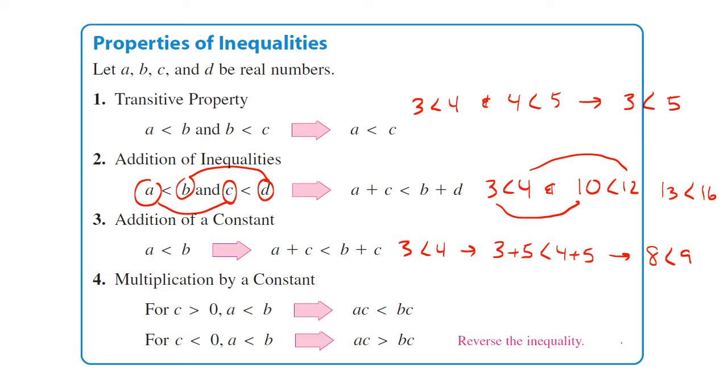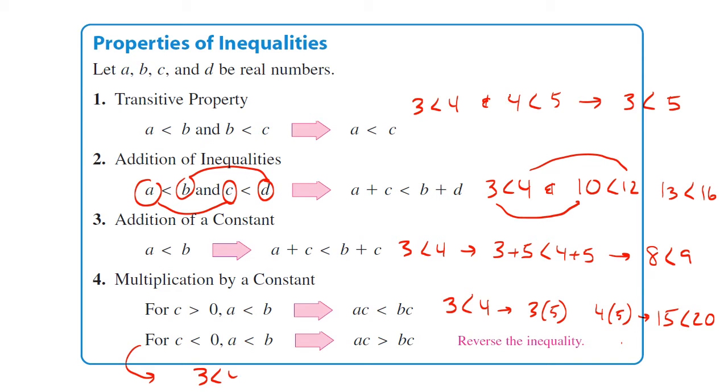Well, we have addition, so we're going to have to do multiplication as well. The example here is that C is greater than 0. For this one, if C is greater than 0, the example that I want to lay out is 3 less than 4. You guys can tell that I like 3 and 4 as examples. So this says if I multiply both sides by 5, the inequality still has to remain the same.